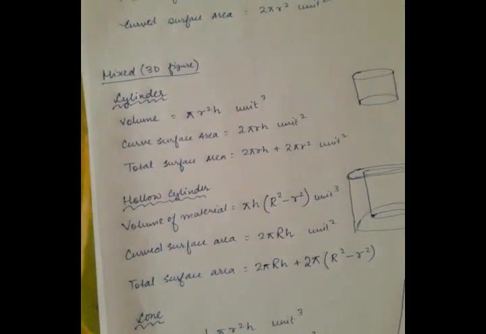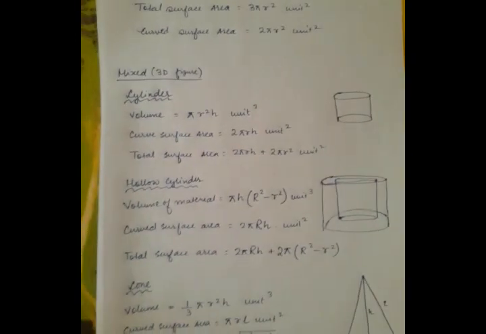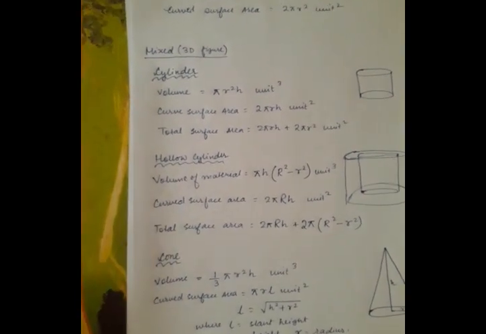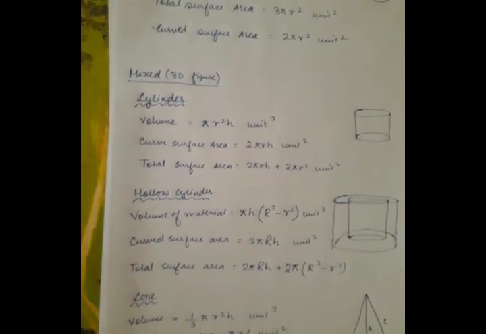Now let's discuss the next one, the cylinder. The cylinder is the first mixed figure we will be discussing in the video. Cylinders are of two types: the first is the hollow cylinder and the other is the plain cylinder. We will be discussing it.